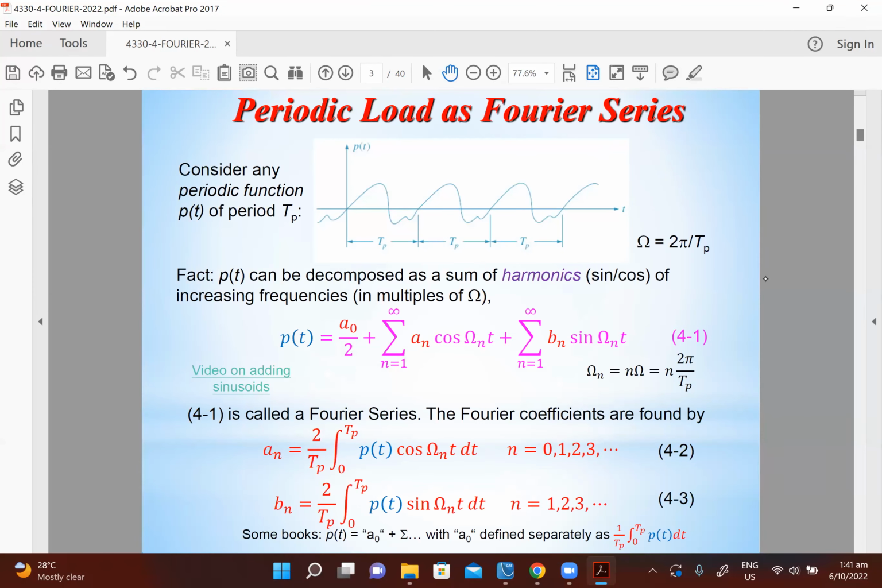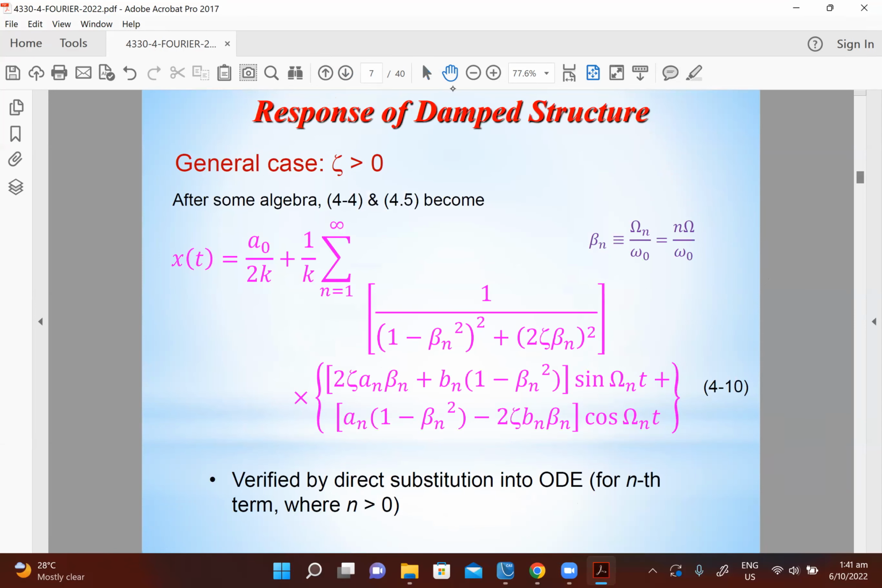So we have these Fourier coefficients and the Fourier series for the force. And also we're going to use this solution for the steady state vibration of a damped structure, damped at some zeta value. And notice that here we have both A_n and B_n appearing.